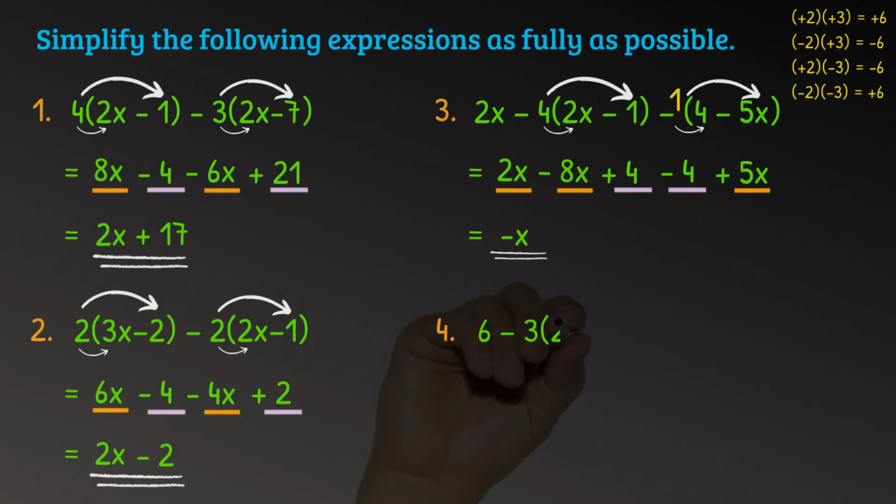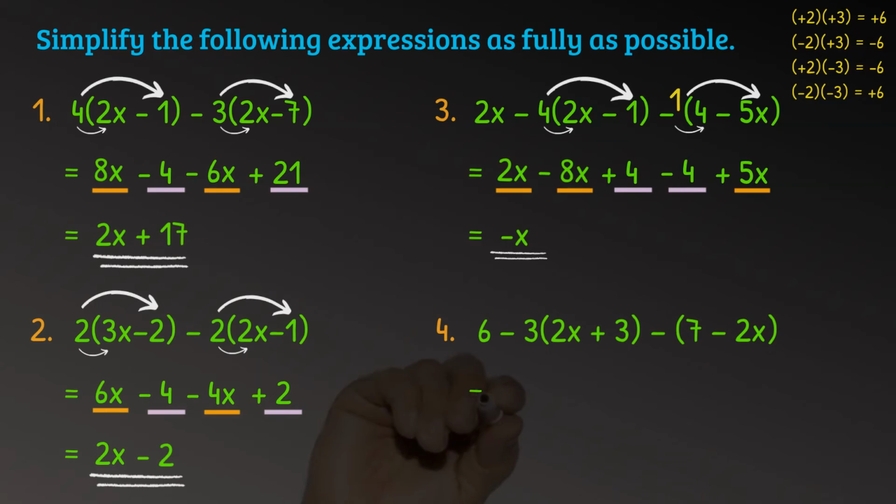And in the fourth question, the first term is on its own again. It's a 6. It doesn't get multiplied by anything, so it remains the same. Then both terms in the first bracket get multiplied by -3. So -3 times 2x gives us a -6x, and -3 times by +3 gives us -9.